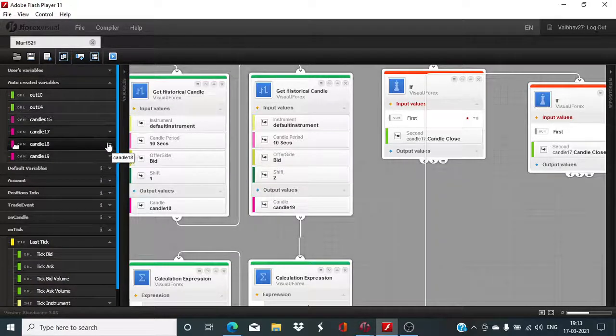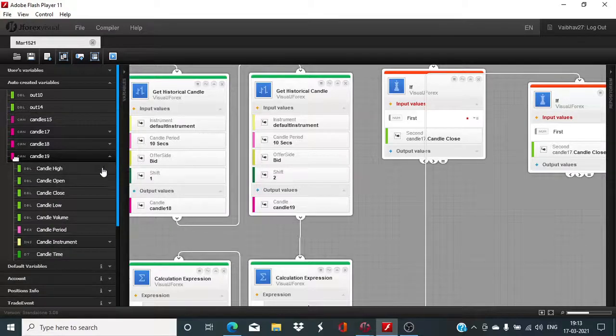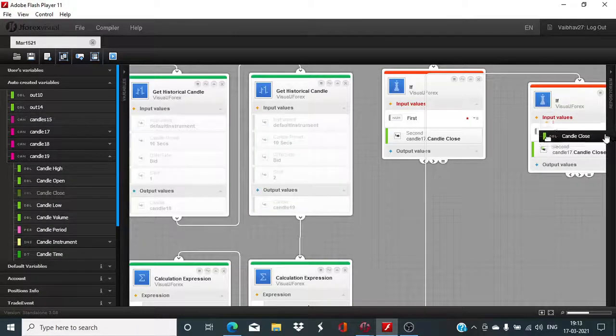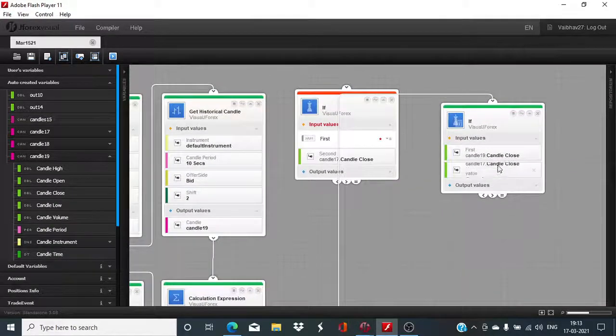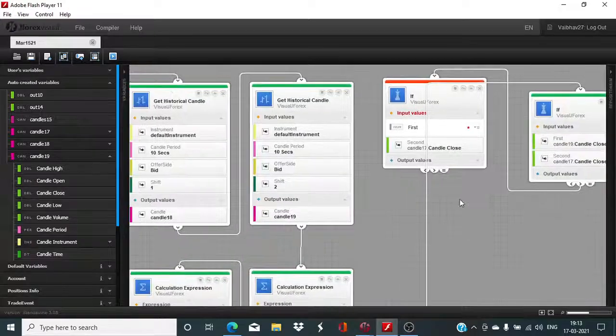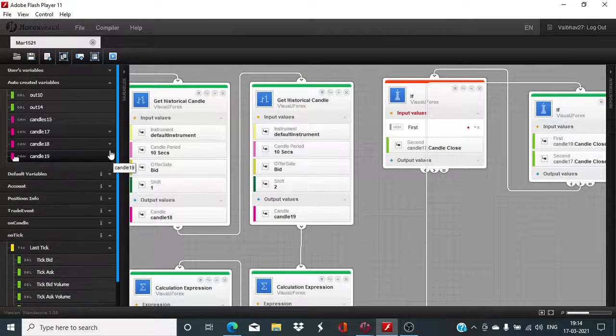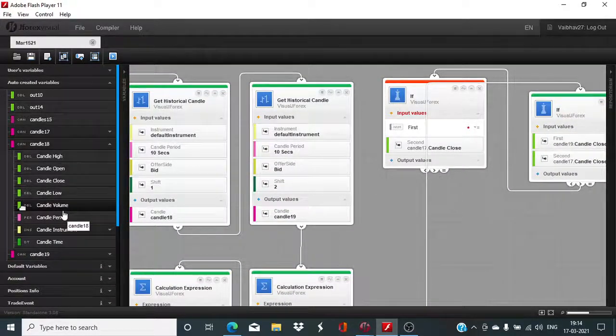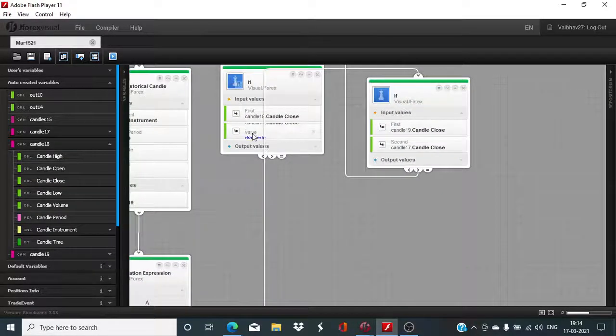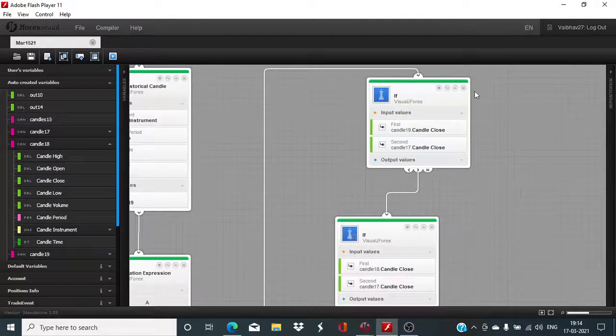And then candle 19's close needs to have been above this candle 17's close. First input greater than second input, and then candle 18, which has a look back period of 1, to have closed below this candle 17's close.